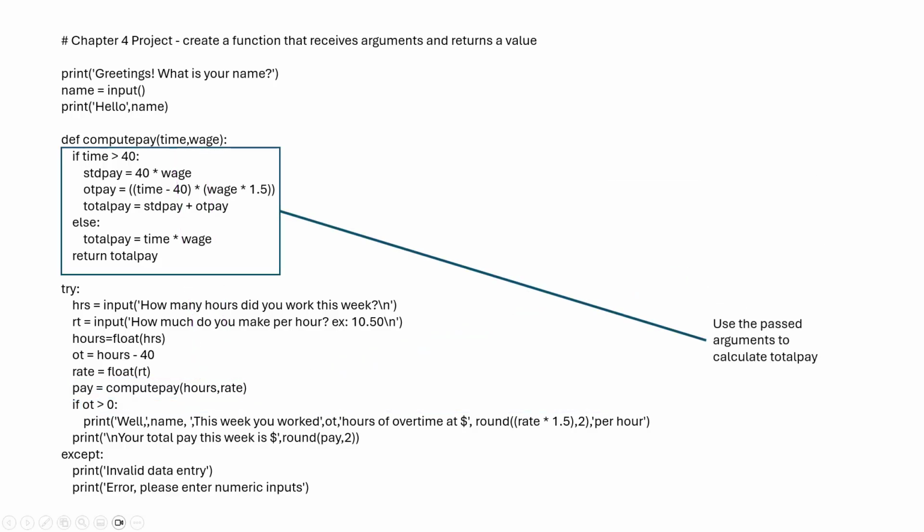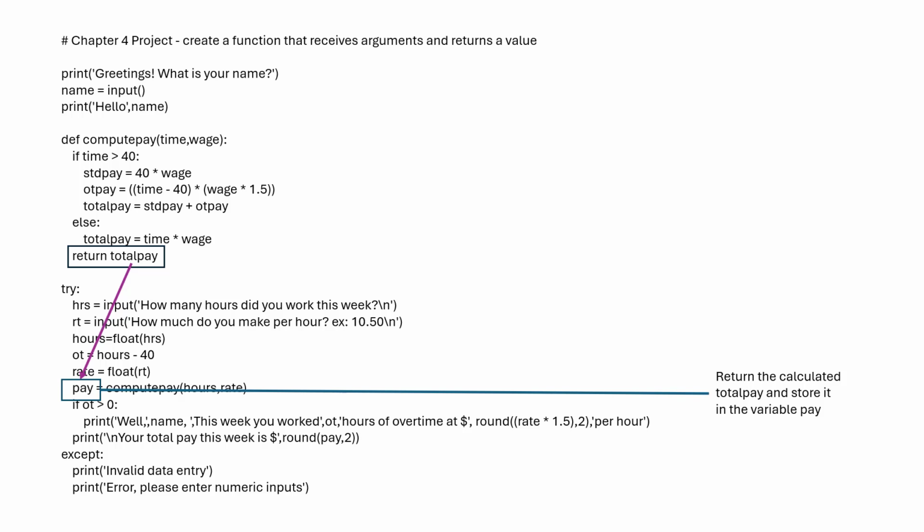Now it's time to get to work and execute the code we defined in the function definition so we can calculate the total pay. Notice that here we use the variables time and wage instead of hours and rate to make our calculations. Once the total pay is calculated, we use the return command to return the results of the function calculations back to the variable pay that we declared when we called the function. So now the variable pay contains the result stored in the function variable total pay.